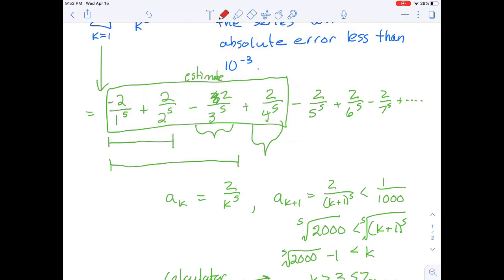And then my error, I can tell something from this term. So if I put that into a calculator, that ends up being 0.00064, which is indeed less than my 10 to the negative 3. So my error here, the first neglected term, fits that criteria.